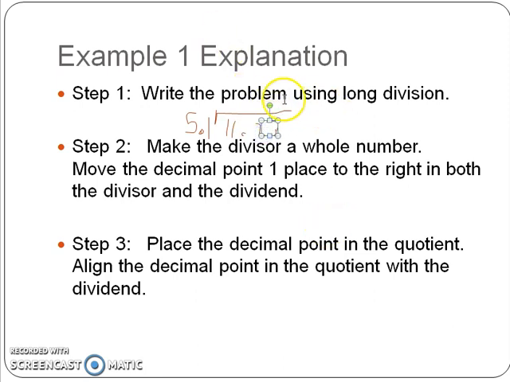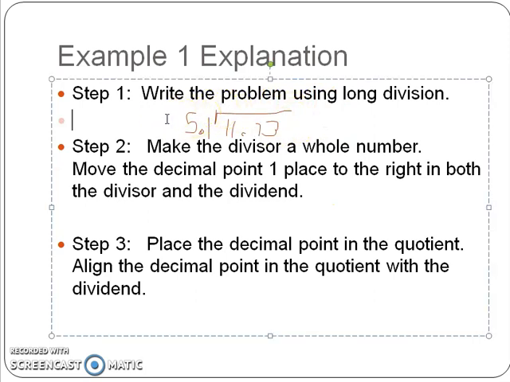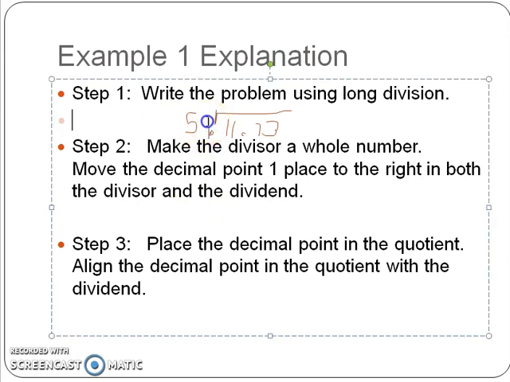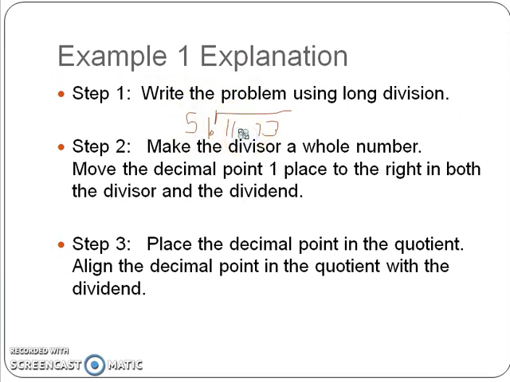Now remember, our goal is to write the divisor as a whole number. So to make that divisor a whole number, I'm going to move my decimal place value over one time. And that's going to bring that decimal here. Take that 1 over just a little bit. So now I have 51. But remember that if we move the decimal in the divisor, we also have to move it in the dividend one place. So I'm going to go ahead and move it over.